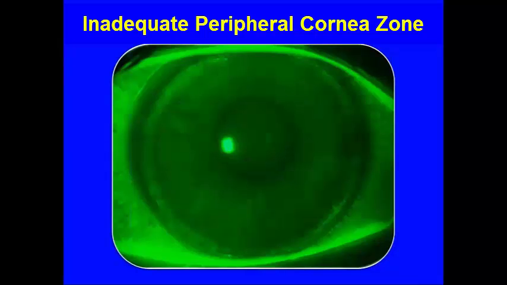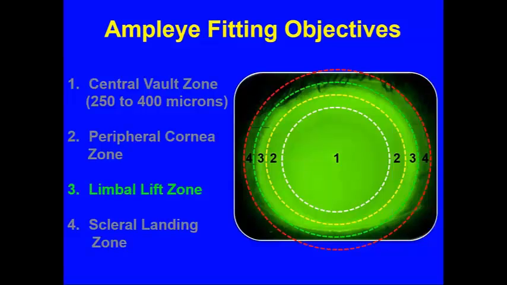Now, why is this important? It's important because if we have inadequate peripheral lift, we're going to have corneal staining. This is a unique kind of corneal staining. It's more like a roughened up epithelium. The epithelium gets raised and looks almost keratinized in the periphery. This is very indicative of a lens that has inadequate peripheral clearance.